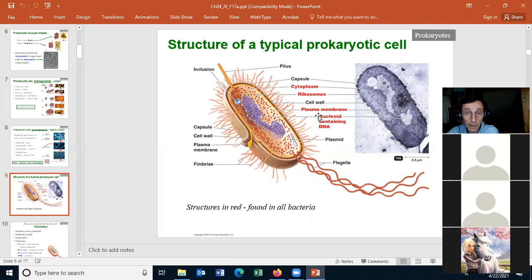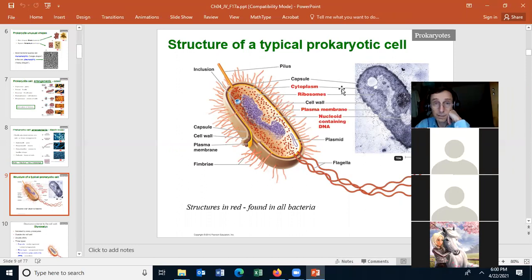All right, the plasma membrane is found on all prokaryotes. It's also found in eukaryotes. Ribosome, found in all prokaryotes and in all eukaryotes. And the cytoplasm, also found in all prokaryotes and in all eukaryotes. So generally speaking, these three, and then you can say DNA is a fourth, are all found in cells. The cell wall is found on most prokaryotes, and it's outside of the cell membrane.